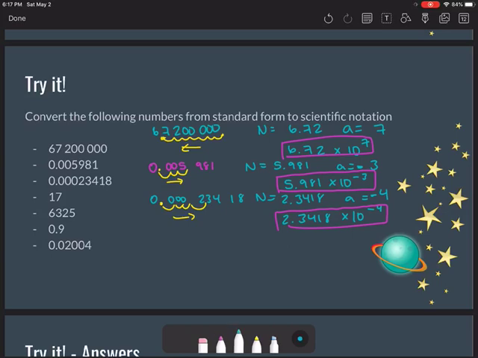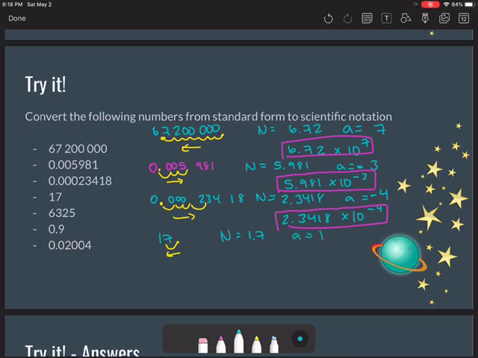Next one here, we have 17. Where is that decimal located? Oh, there she is, right out there. We are going to move it until we only have one number that is not a 0 to the left of my decimal place. So I have to move it over 1 time. And I'm moving it over 1 time to the left. My n is going to be 1.7 now. My a is going to be 1.